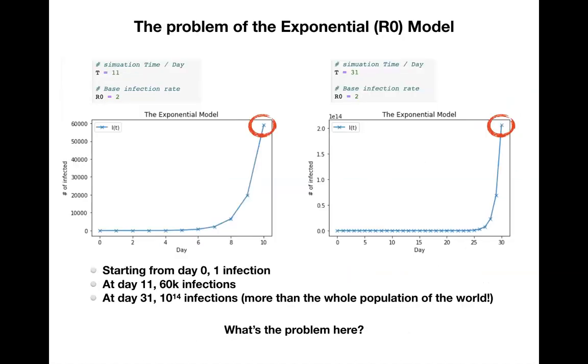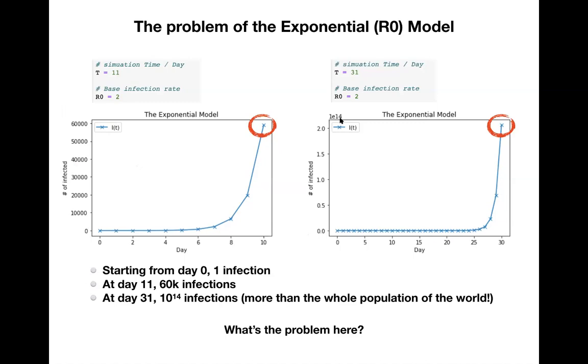So the problem here, let's take a look at it. If we keep running the model with T equals 11 and R0 equals 2, after 10 days you can see that I have 60K patients, which is a lot within 10 days. But the problem comes after, say, 30 days, when I get 10 to the 14 infections, which is more than the whole population of the world. Is that good? Of course not. That's a problem, right? So what's the problem here?